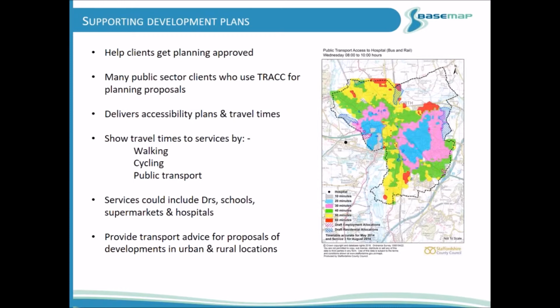And the great thing is you can very quickly and easily deliver accessibility plans or travel time maps, such as is shown on the right hand side here. And again, you can very easily look at the multi-modal side of things. So you can use a walking map and a cycling map, as well as public transport to different services. So you can look at access to doctors, schools, supermarkets and hospitals, and you can adjust the settings within the application for that.